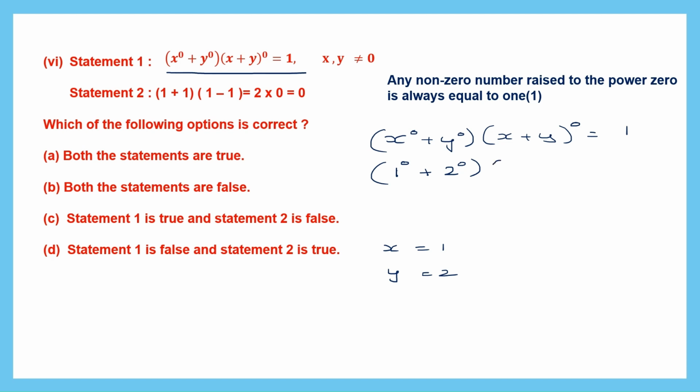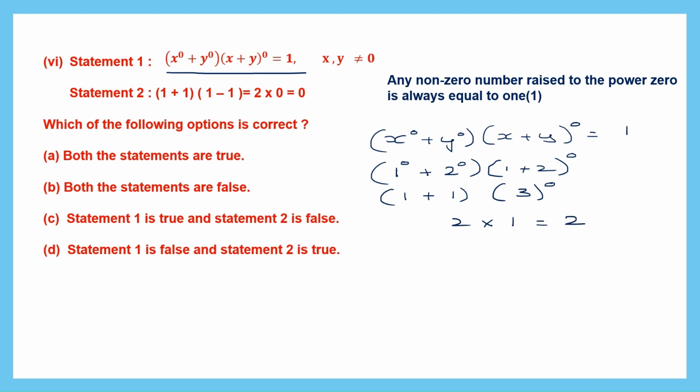And here within brackets again, x is 1, y is 2, the whole thing raised to the power of 0. Let's see what it is equal to. So here 1 raised to the power of 0 will be 1, because any non-zero number raised to the power of 0 is always equal to 1. So this is 1 plus 2 raised to the power of 0 is also 1. And here 1 plus 2 is 3 and 3 is raised to the power of 0. Let's simplify this. Now 1 plus 1 is 2. 2 into 3 raised to the power of 0 is 1. 2 ones are 2.